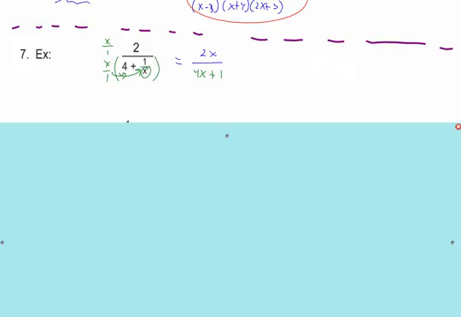Please don't cross out the 2 with the 2 of the 4 in the bottom. 4x is tied into the 1, right? They are married. No divorce. You can factor out, but you can't cross out. All right, so that's it. That's all you're going to do. That's the answer: 2x over 4x plus 1. Done. We got rid of the fraction in the bottom of a fraction.